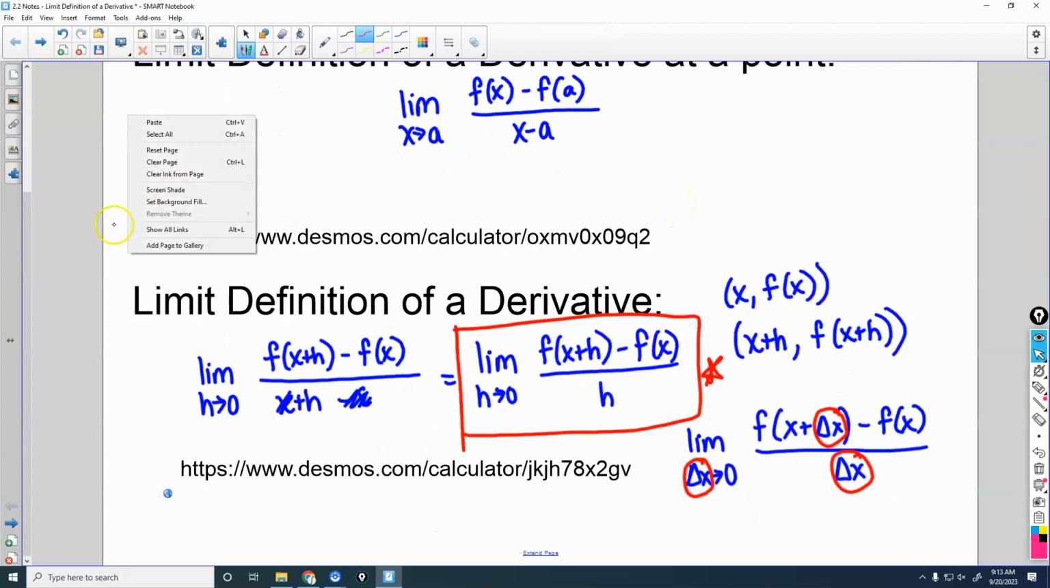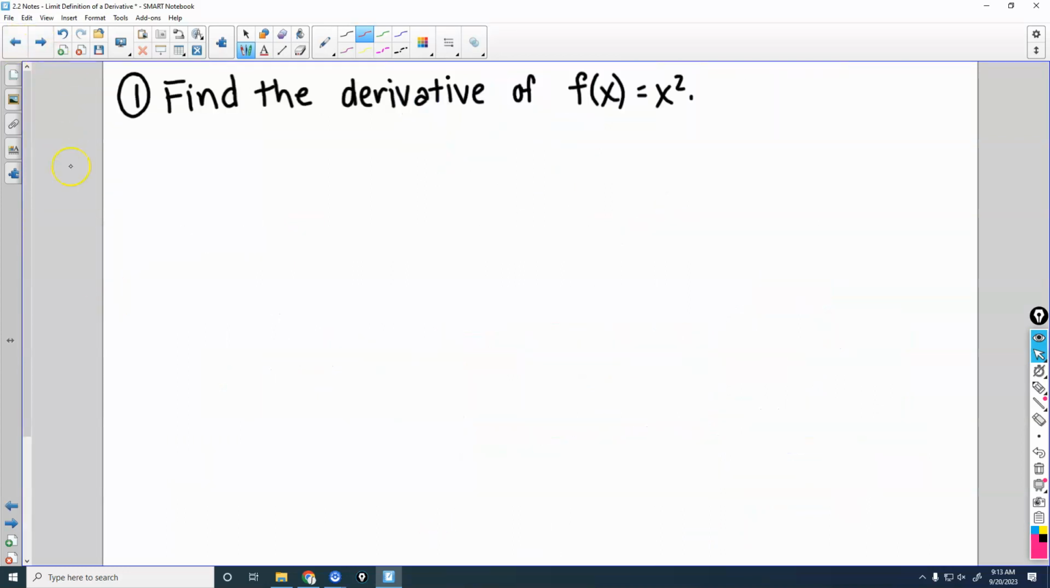Okay, so an example of a type of problem where you're going to have to use this is if they ask you to find the derivative of f of x equals x squared and they don't give you a specific point. We can't use the limit definition of derivative at a point here because they didn't give us the point. So it would not work.